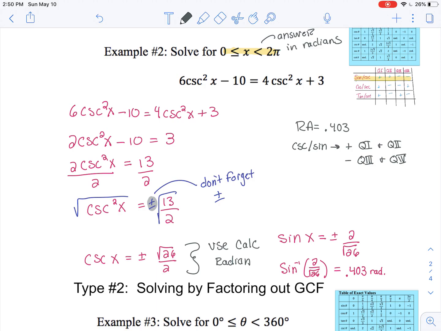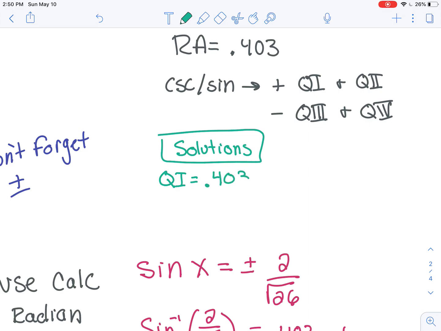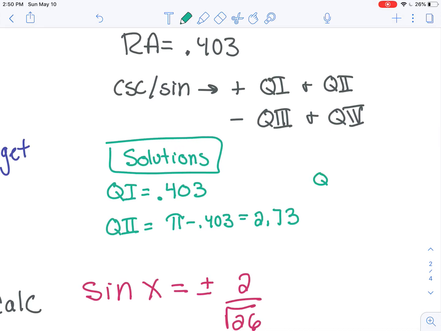So now we're ready to come up with our solutions. We have our reference angle in radians, and we know which quadrants our solutions are in. My quadrant 1 solution is just going to be my reference angle. My quadrant 2 solution is going to be pi minus 0.403. So if I do that on my calculator, I'm going to get 2.73.